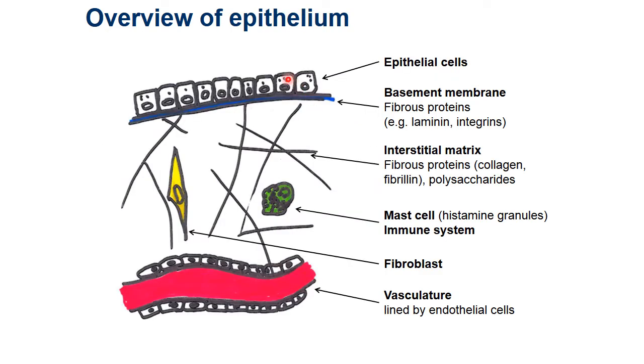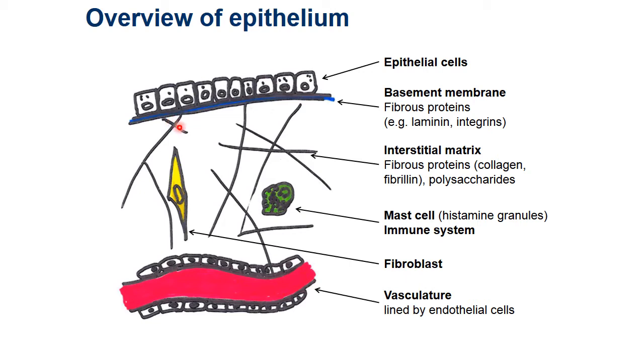So here you see a schematic drawing of a typical epithelium. It contains the epithelial cells at the boundary of the organ, and here I drew a single layer of epithelial cells, and typically these epithelial cells are really tightly packed together with very little space between the cells. The epithelial cells are connected to the underlying tissue via this basement membrane, which is a network of proteins such as laminin to which the epithelial cells are attached.